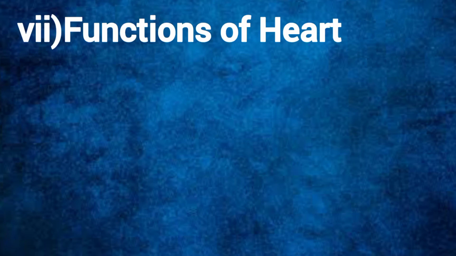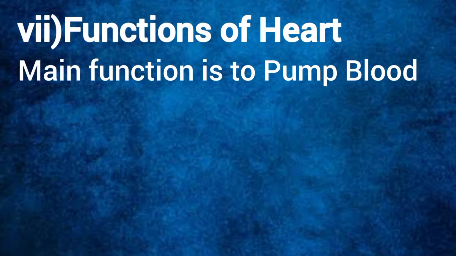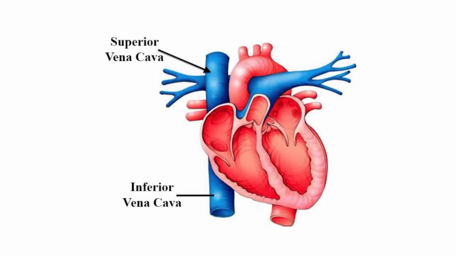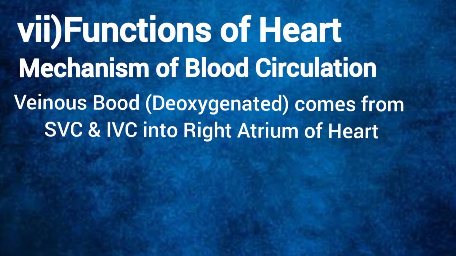Now talk about the functions of the heart. The main function of the heart is to pump the blood to all body parts. Now discuss how blood is pumped through the heart. First, the venous blood comes from the superior vena cava and inferior vena cava into the right side of the heart. The venous blood drains into the right atrium.